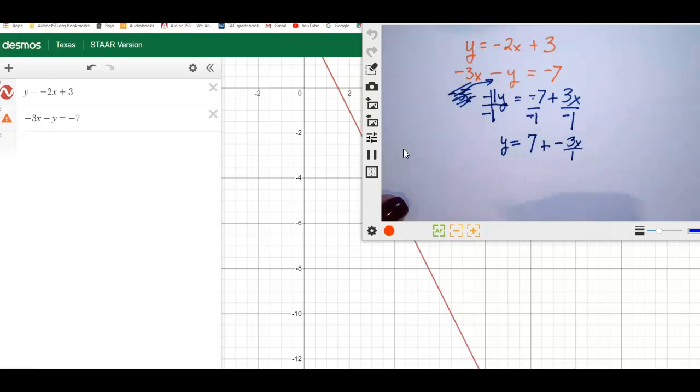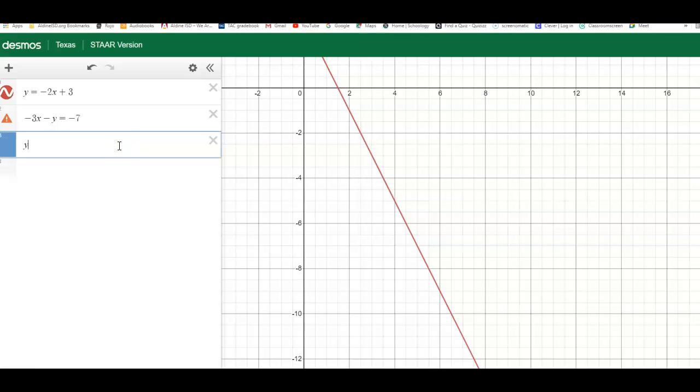Do I need the over 1 thing? Because we don't actually have to write that. So it's ready to put in. So let's put it in. Y equals 7 plus negative 3x. And there's my answer right there for negative 5. So if you want to do these, all you have to be able to do is change them into y equals. Let's do one more.